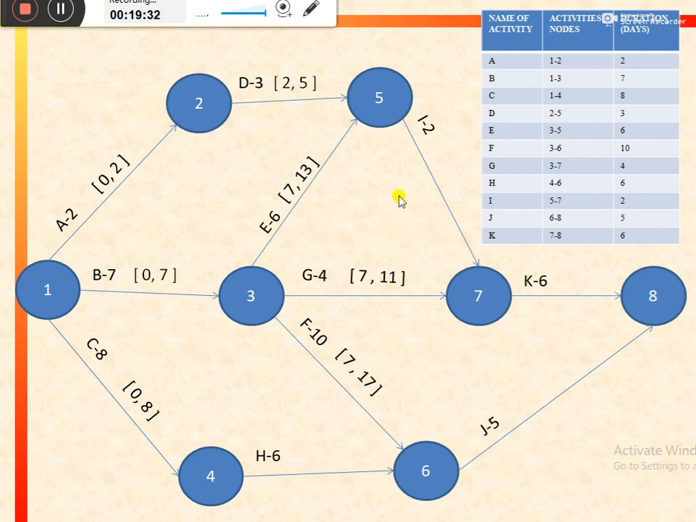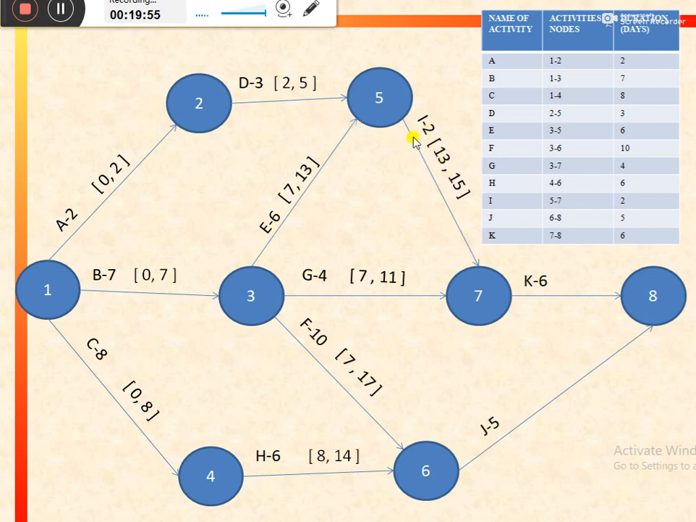Now for activity H, the preceding activity is C, and earliest finish for activity C is 8. That would be earliest start for activity H, that is 8. And earliest finish for activity H would be 8 plus 6, that is equal to 14. In a similar way, we can calculate the earliest start for activity I.